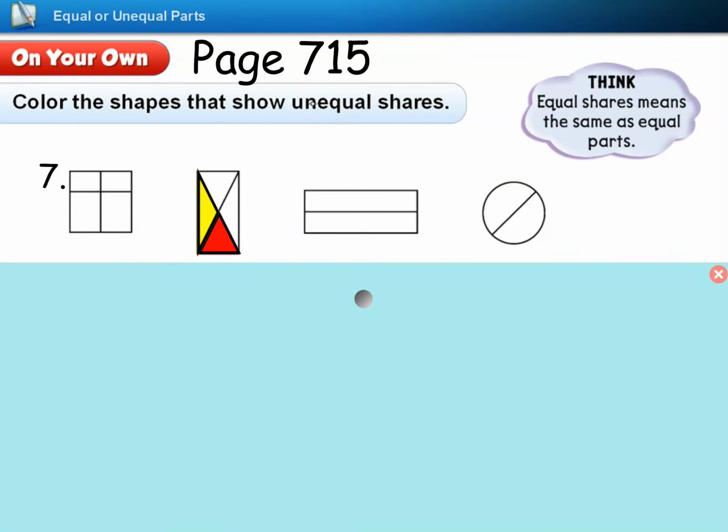Page 715 on your own. Color the shapes that show unequal shares. That means the parts do not have the same size. Number 7. This is a square. I see the top part is smaller than the bottom part. So this square shows unequal shares or unequal parts. Then I will color this square.